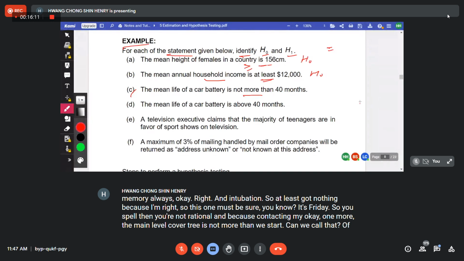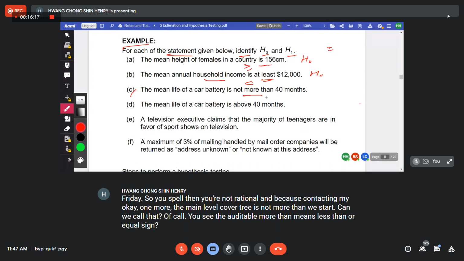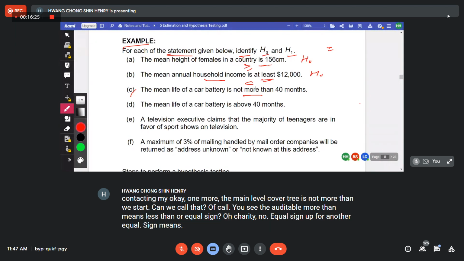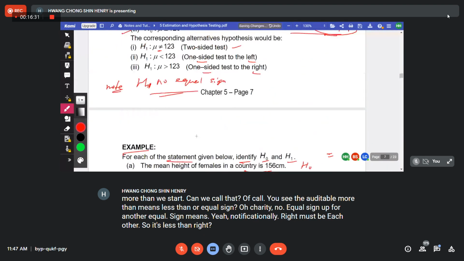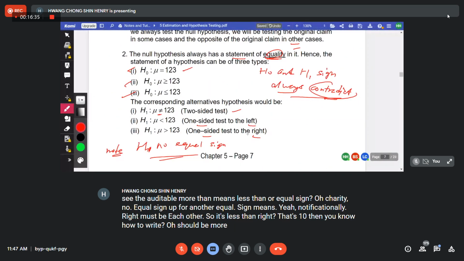Chapter 4, you see the equality table. Not more than means less than. Got equal sign? Confirm. Check already. No equal sign, confirm, everyone? No equal sign means it cannot be H0, right? Must be H1 already. So H1 is less than, right? Less than, then you know how to write H0. Your H0 should be more than or equal already.